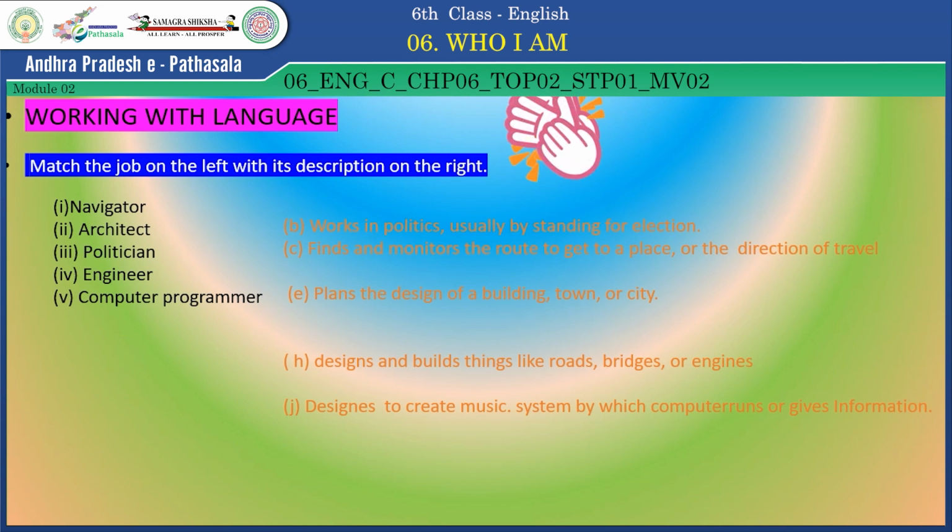Next, sixth one. Athletic. Correct description is G. Works in sports or activities such as running, jumping, etc.